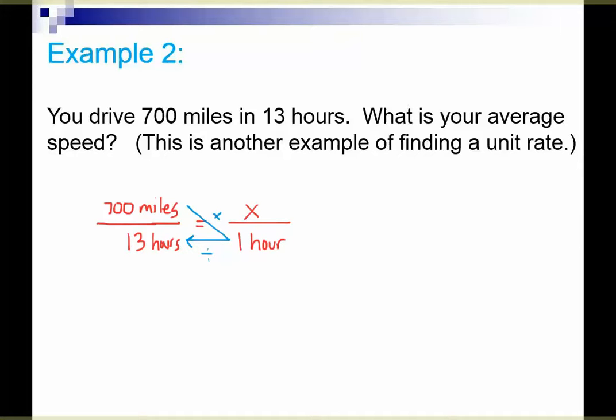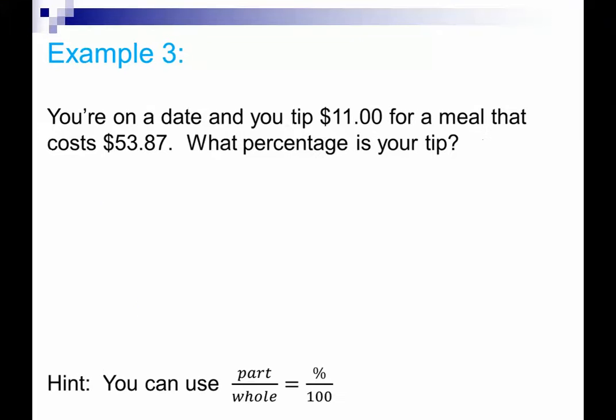And let's see, what do we come up with when we do that? I think you get a decimal, maybe something like 53.846. So I rounded that to the nearest mile per hour. So I got 54 miles per 1 hour. And that would be your unit rate, and that's definitely a reasonable answer. Okay, so hopefully you got those two. Now let's move on to another type of proportion.